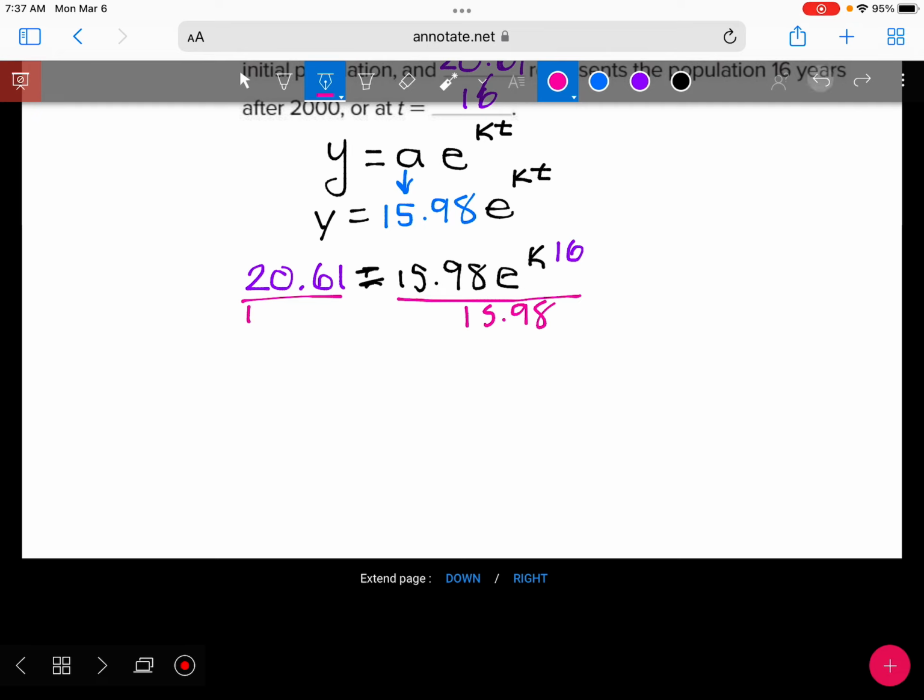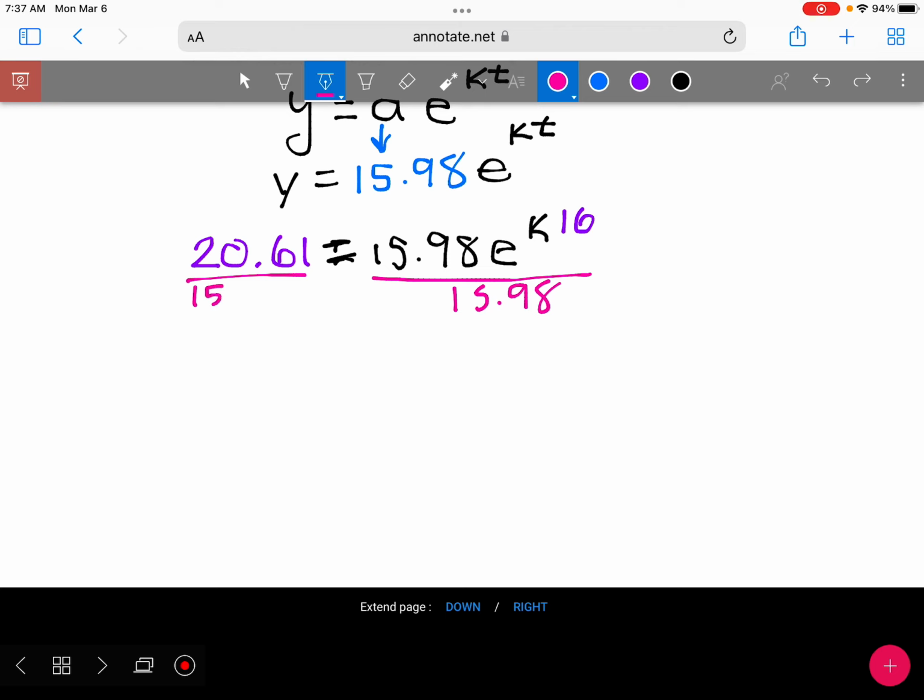Why is my handwriting so bad right now? Zoom it in. There we go. I divide both sides by that 15.98, and we get a really ucky number. And that's okay. We get 1.2897 equals e to the 16k, or k16. I don't care what order you put it in. I'm going to put it in 16k. That is not a 6. There we go.